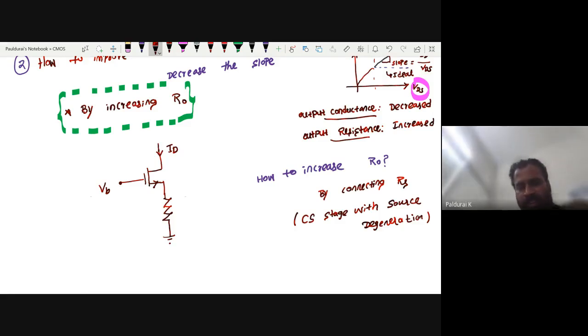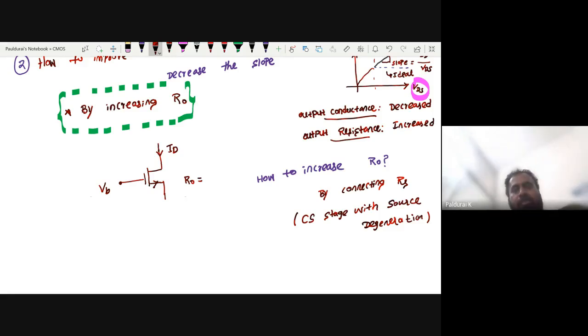Okay, first, before RS, without RS, what is the output resistance here? Anyone? R out formula without RS. What is this? Common source stage.